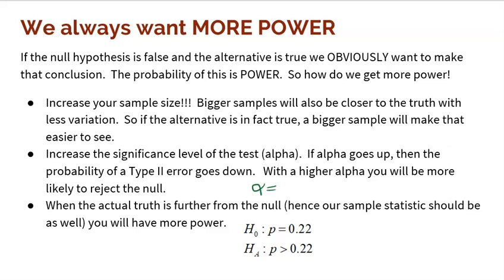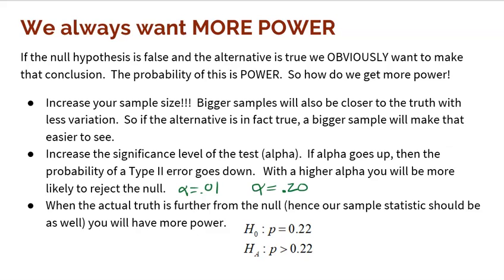So if you would do something crazy, like raise your alpha all the way to 20%, well then you're going to reject the null more often, because anything below 20%, you're going to reject the null. As opposed to using an alpha of 0.01, you're not going to reject the null very often. You're being very strict. You got to be under 1% to reject the null. So if I increase my alpha, I'm giving myself a higher chance to reject the null. And if that's what needs to be done, then that'll do it.